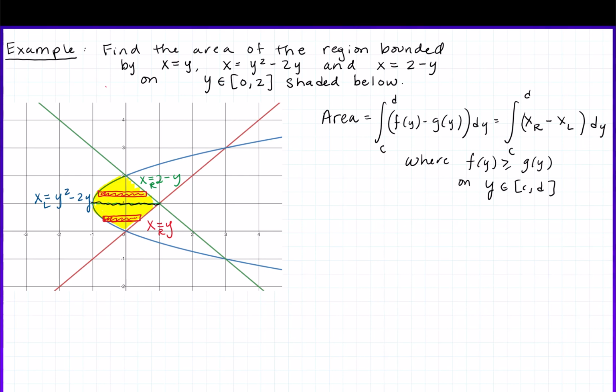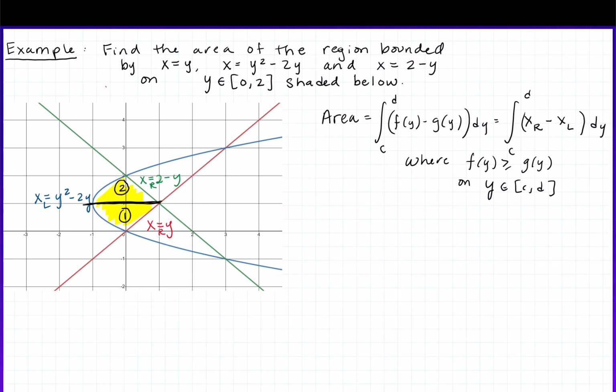We have to think about what's happening on the left and what's happening on the right when we're setting up these areas. So let's come back in here. I'm going to erase my two little rectangles for a second. Oh, I erased my highlighter too. So let's come back in here and think about how I set this up. I have to break this integral up into two parts.